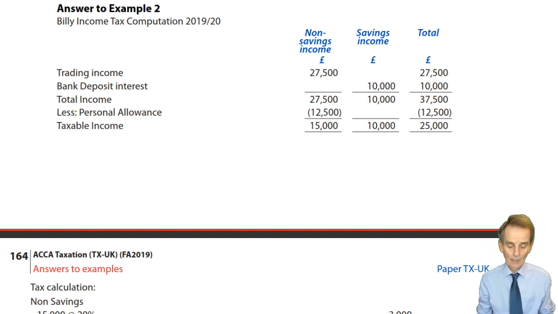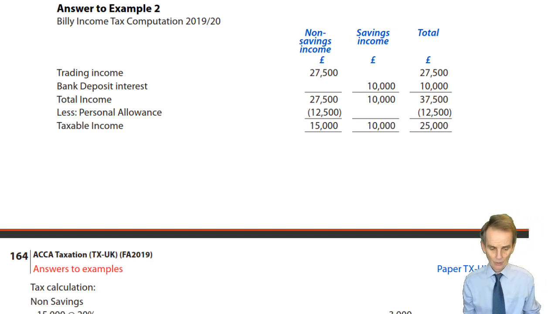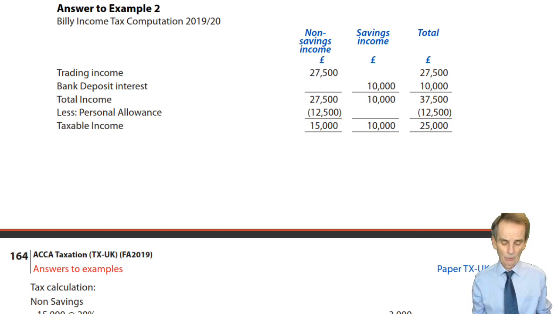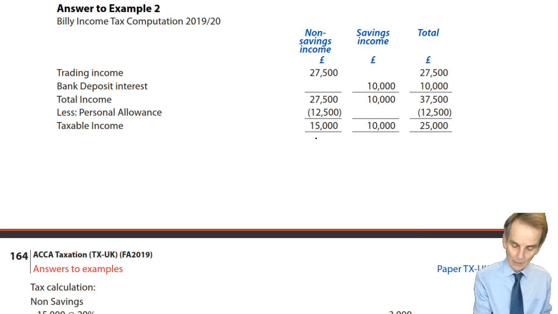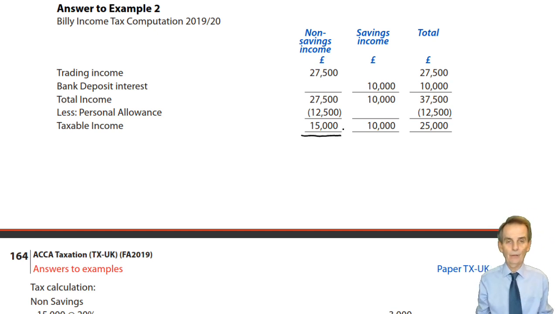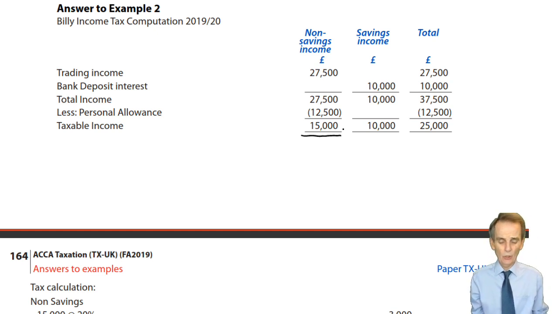Okay, let's see what you have, and hopefully your computation looks pretty much the same as what I have got there. We have our analysis on our total columns. We've allocated the trading income to non-savings, the bank deposit interest to savings income, and we deducted the personal allowance firstly from non-savings income. The non-savings income is more than big enough to absorb all of the personal allowance. And what it's left us with is taxable non-savings income of 15,000. It, of course, is then the first figure of taxable income to be taxed.